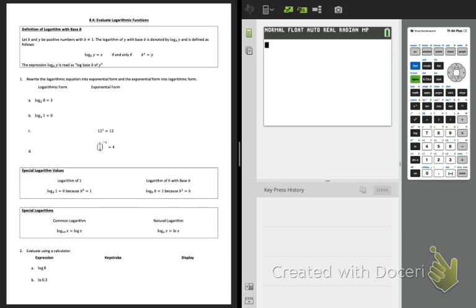We're also going to take a look at how do we enter some of these things on the calculator to do some basic evaluation and computation. And then last, we'll finish off with how do we find some inverses of logarithmic and exponential functions, once again reinforcing how we can go back and forth.